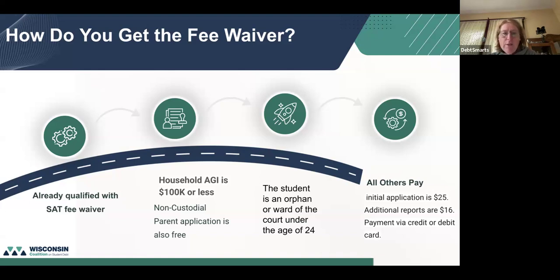The first form that request sent to a college is going to be $25. And then subsequent forms will be $16. So if you have a student where they are applying to a lot of colleges that require it, this can add up to a couple hundred dollars or more.